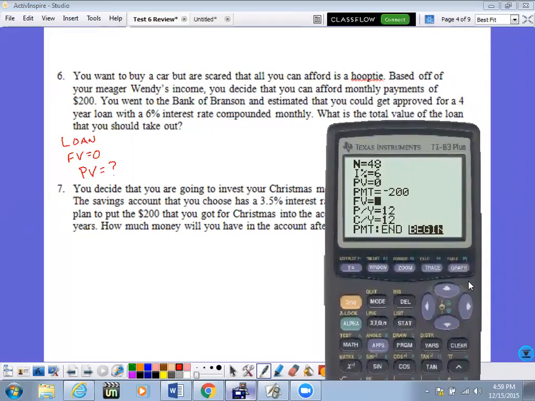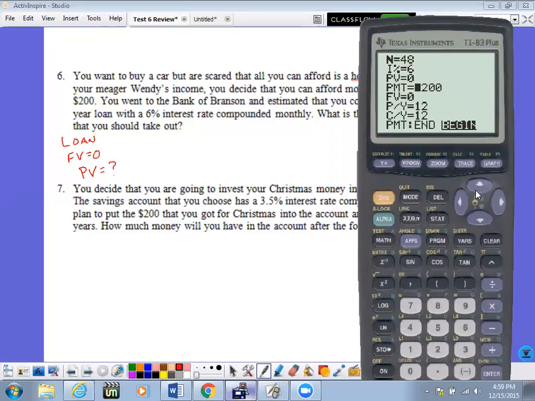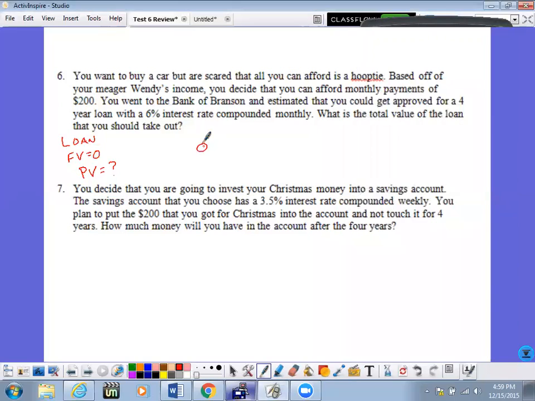Your payments per year, it was monthly payments, and so that's 12. That's good. And then your compound periods, compound monthly, so then there's 12 right there as well. And then we're going to solve for our present value. How much of the loan should we take out? Alpha, enter. $8,558.64.